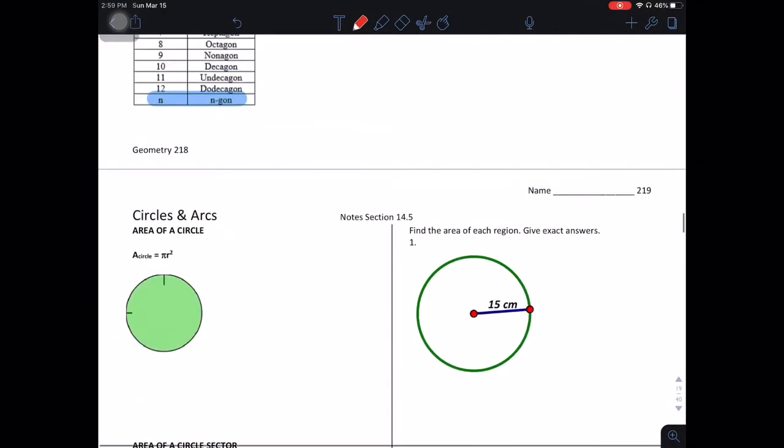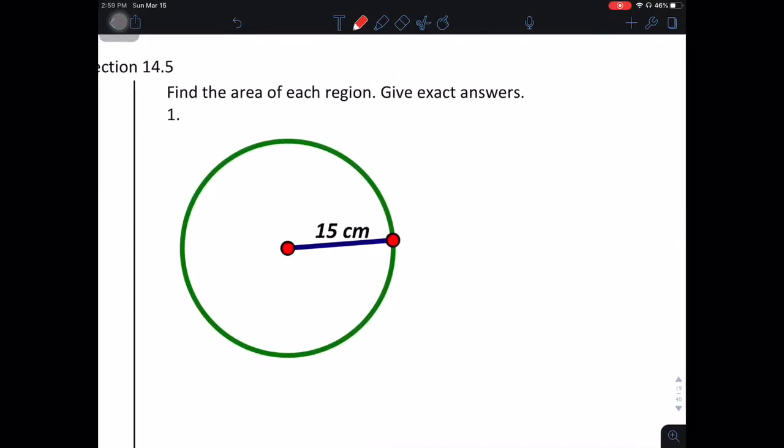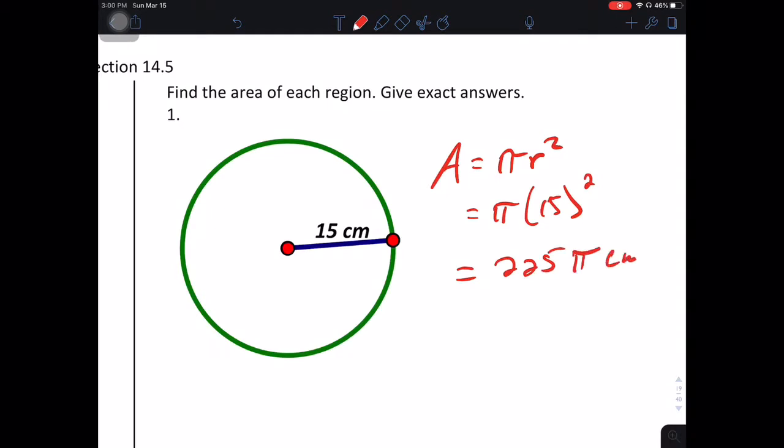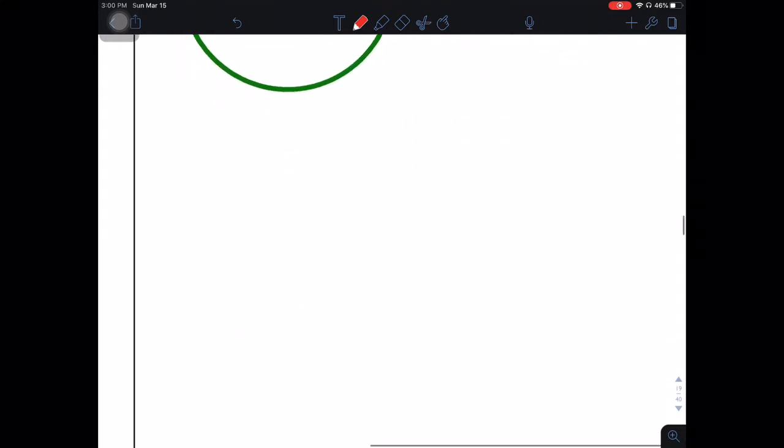Let's look at some examples. Find the area of each region, give exact answers. To find the area of a circle, it's pi times r squared. R is the radius. In this case, it is 15 centimeters. 15 squared is 225. The units we are using are square centimeters. The area of this is 225 pi square centimeters.